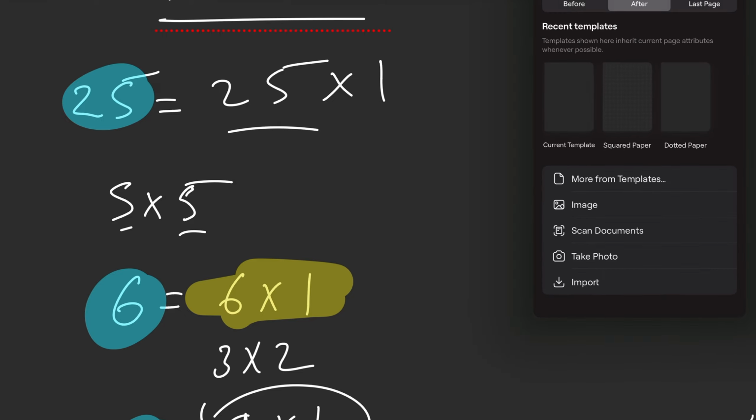So when the question asks you, write the factors of 24, you're going to start first with 24 times 1. You're going to also say 12 times 2. You're going to also say 3 times 8. Also, you're going to say 6 times 4. These are all the factors of 24. You should know them. Okay.